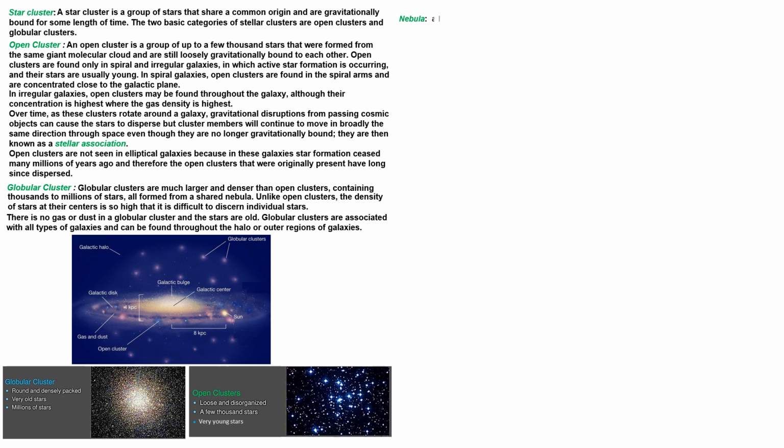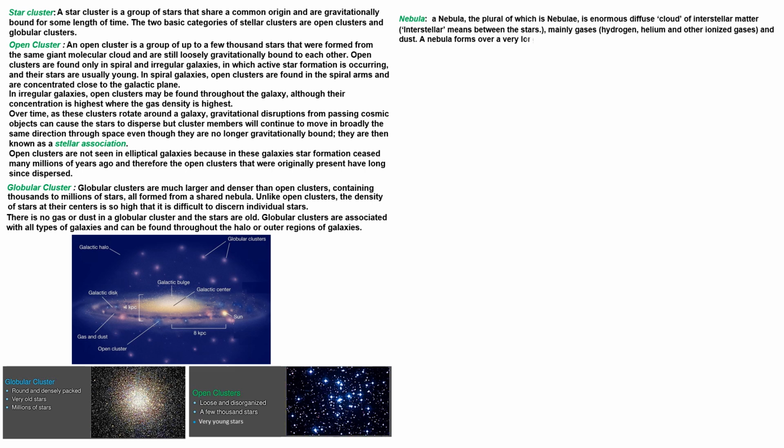The word nebula comes from the Greek word for cloud. A nebula, the plural of which is nebulae, is an enormous diffuse cloud of interstellar matter. Interstellar means between the stars, mainly gases, hydrogen, helium, and other ionized gases, and dust. A nebula forms over a very long time because of the gravitational attraction between the masses involved. Because stars are born in clouds of gas and dust, nebulae are known as stellar nurseries. There are several kinds of nebulae, with different origins and different sizes.